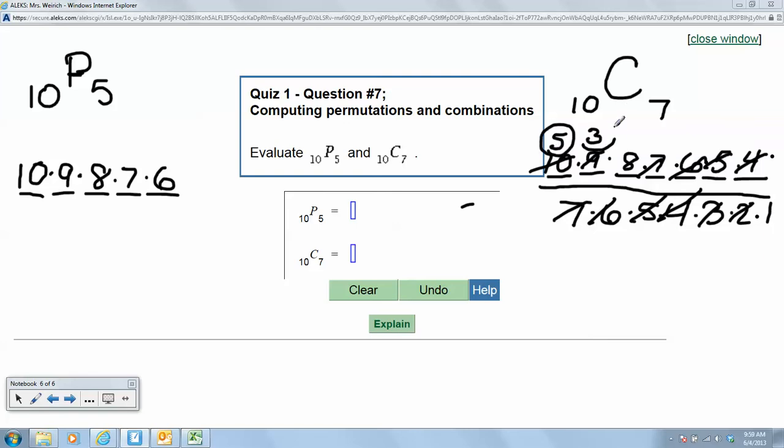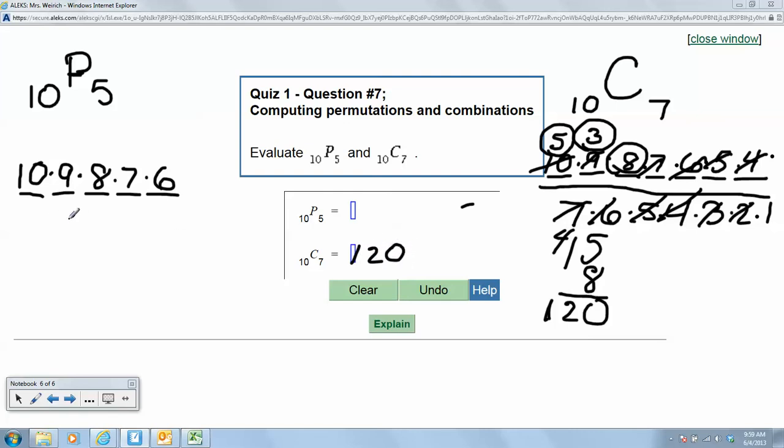So I have a 5, a 3, and an 8 left. So I would just take 5 times 3 times 8, which is just 15 times 8, and I can get that number really quickly, actually, right there. So this one is 120.